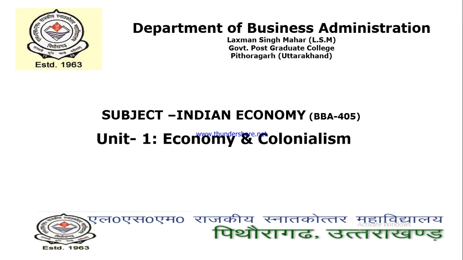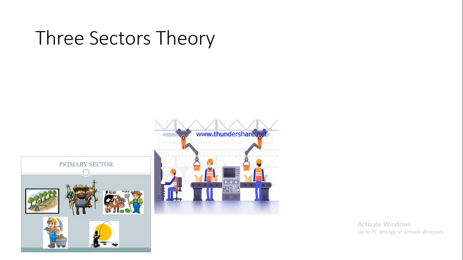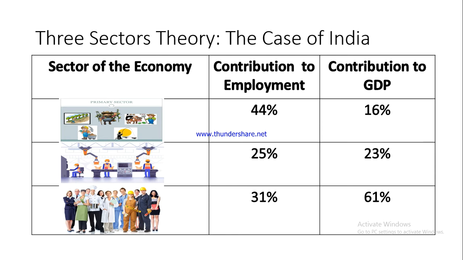In Unit 1, which we started a few days ago, up till now we have discussed what basically economy is and what circular flow of money is in an economy. We talked about different types of economies, and then we also talked about three sectors theory. There's a primary sector, agriculture and allied activities, then there is secondary sector or manufacturing, and then there is tertiary sector or services sector. Then we also understood the contribution to employment as well as the country's gross domestic product that comes from these three sectors.